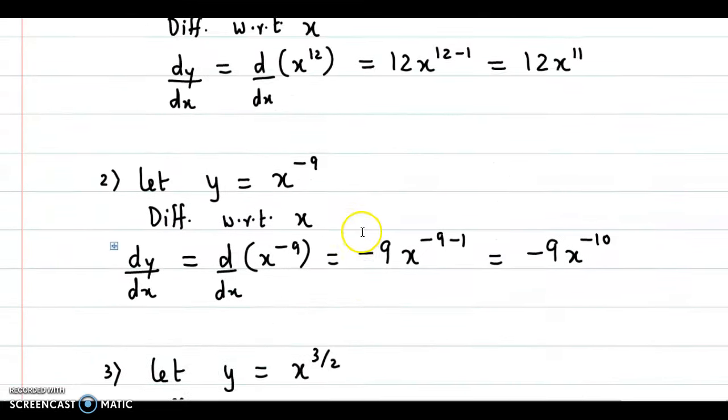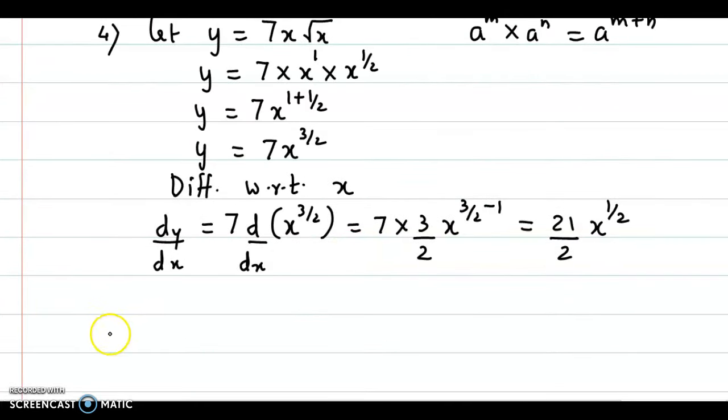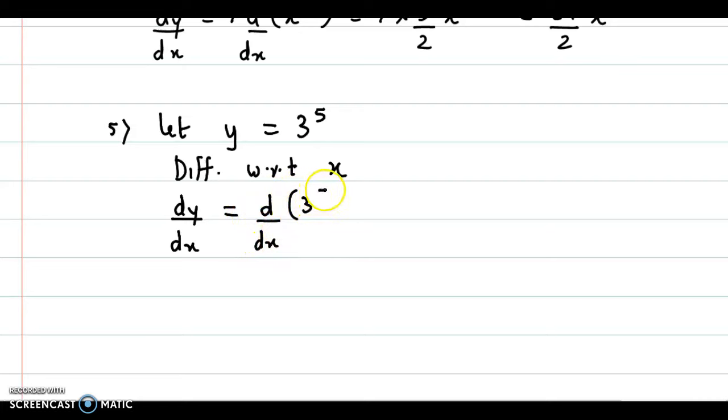And lastly, the fifth function is 3 raised to 5. So we say let y be equal to 3 raised to 5. If you observe, 3 raised to 5 is a constant function. So if we differentiate with respect to x, we obtain dy by dx is equal to the derivative of 3 raised to 5. There is no x term in this. So the derivative of a constant, as we know, is equal to 0.